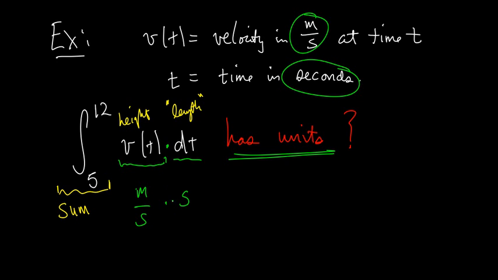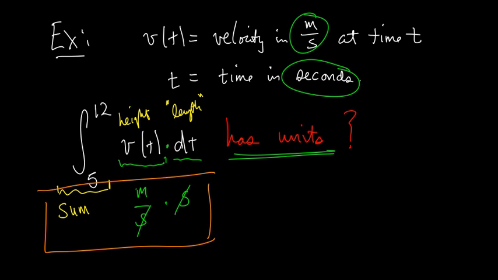So look what happens here. You have meters over second times seconds, and you cancel out the seconds. So you have meters. All right. That's inside the integral, but the integral now tells you to add up a bunch of meters. So finally, at the end of the day, if you add up a bunch of meters, what is the unit going to be? It's going to be meters again.